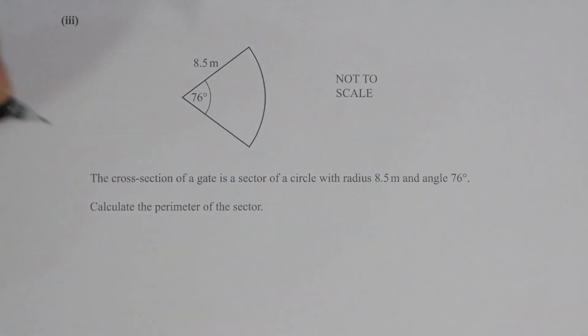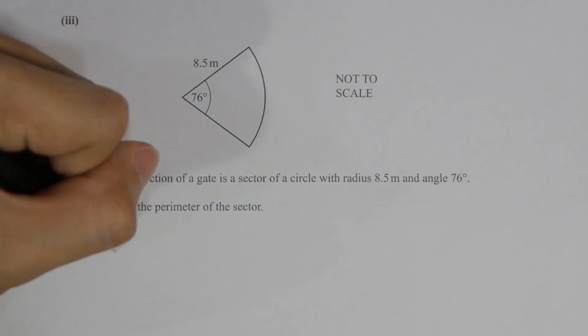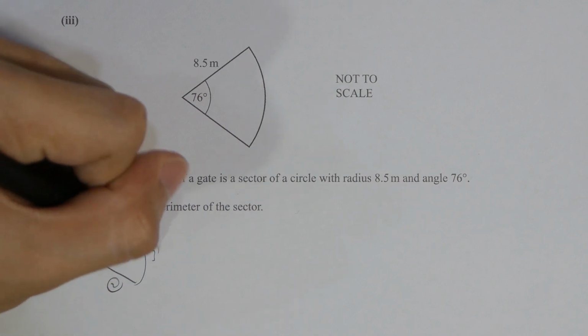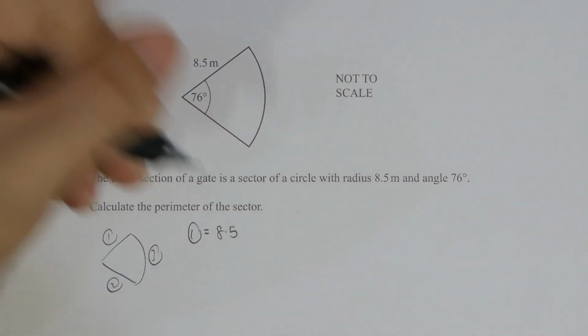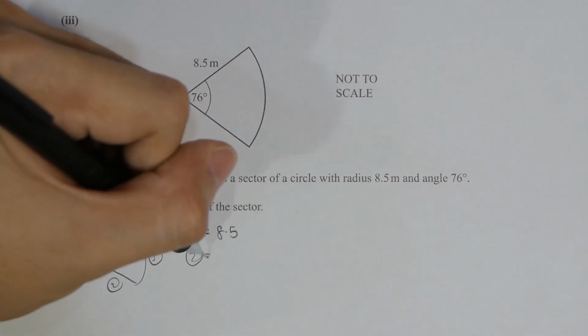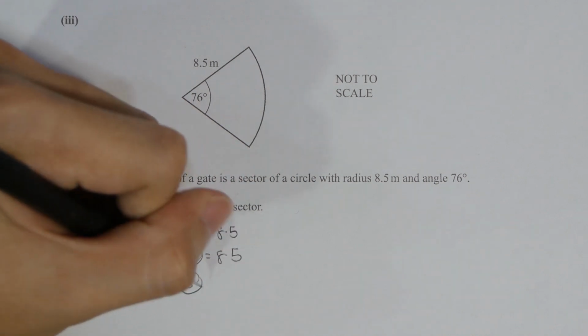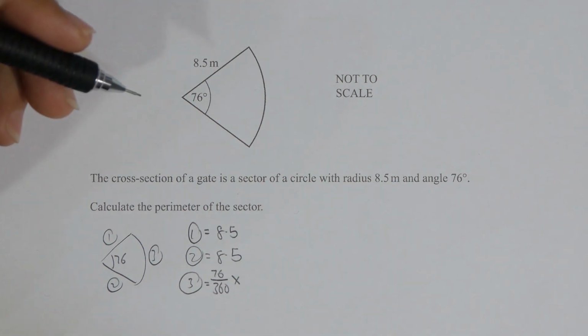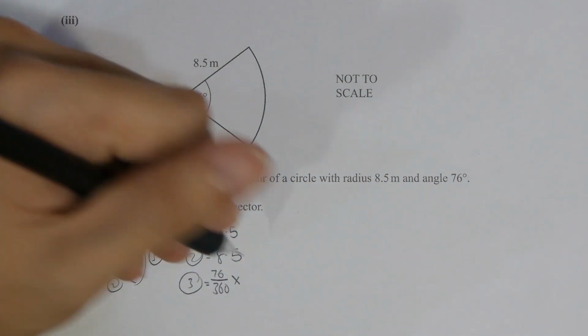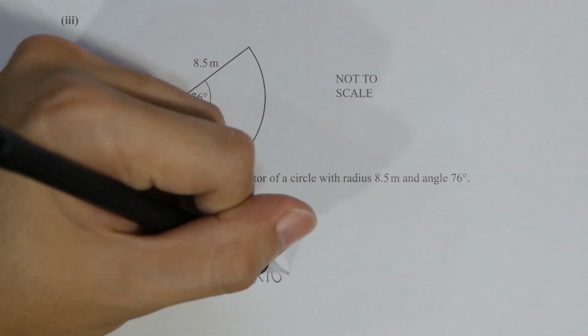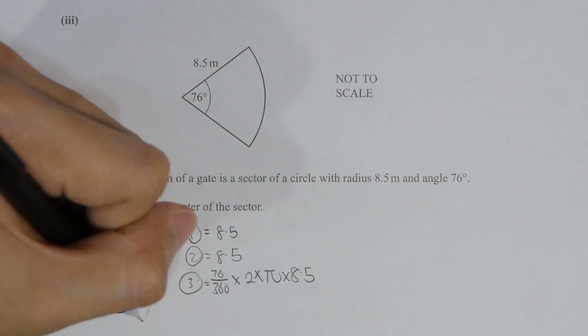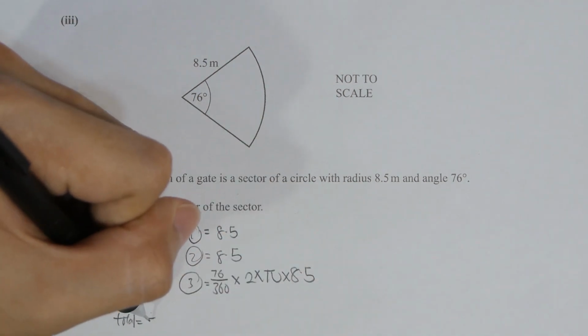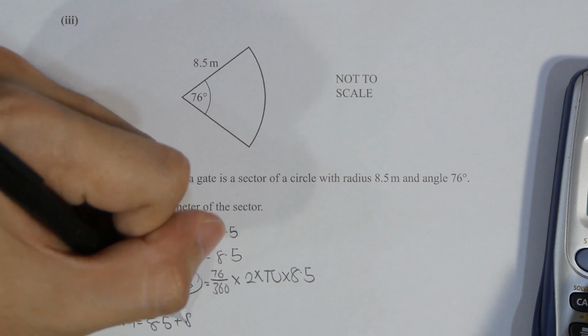But for part 3, to calculate the perimeter of the sector, the first thing you need to take note of is that there are two radii here, which are 1 and 2. So both values will be 8.5. And for part 3, simply take 76 divided by 360 times 2 times pi times r, and r in our case here will be 8.5. So the total will be 28.27.